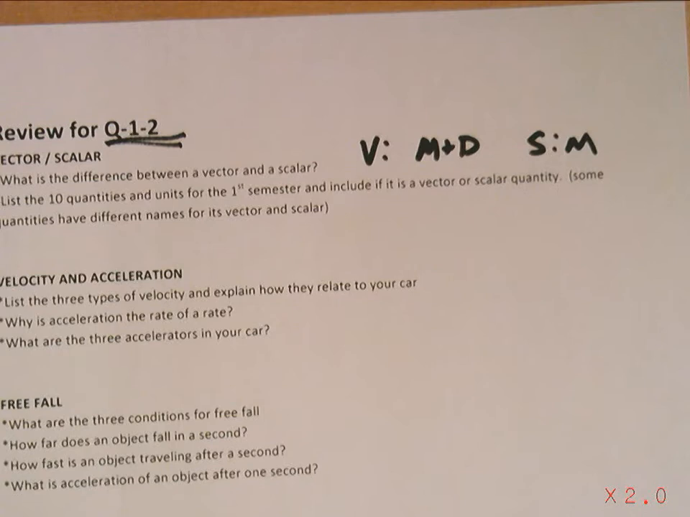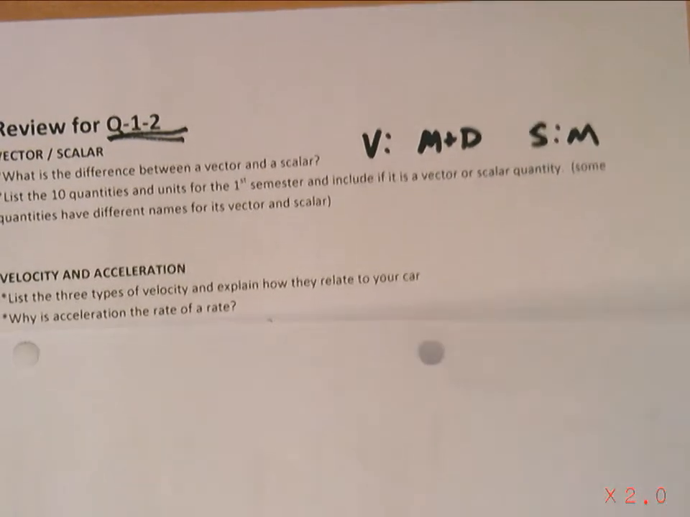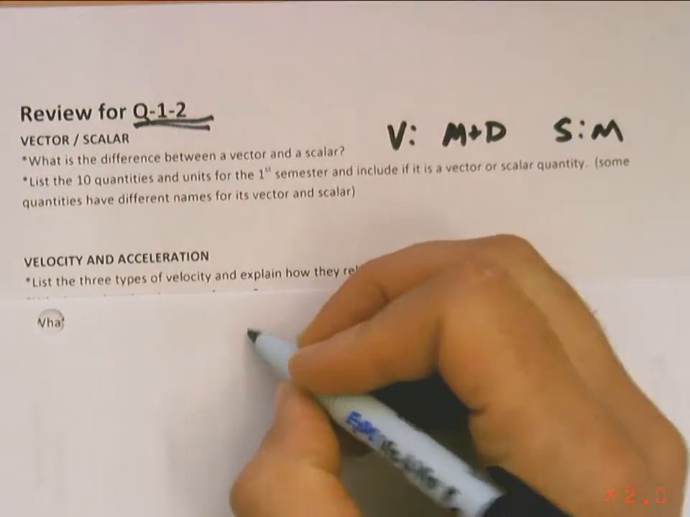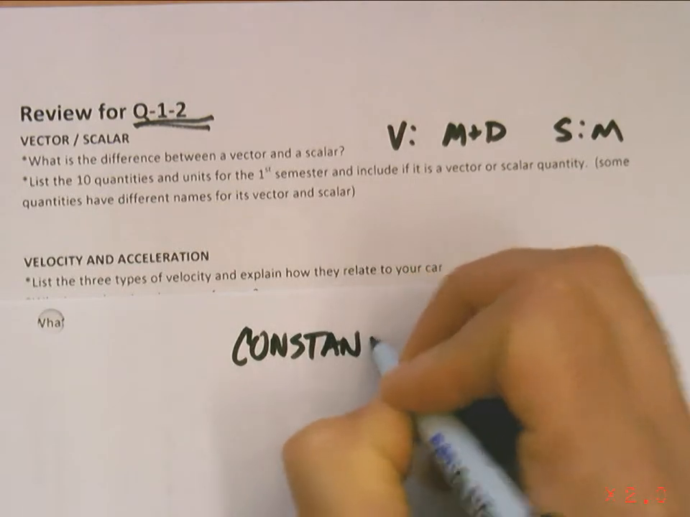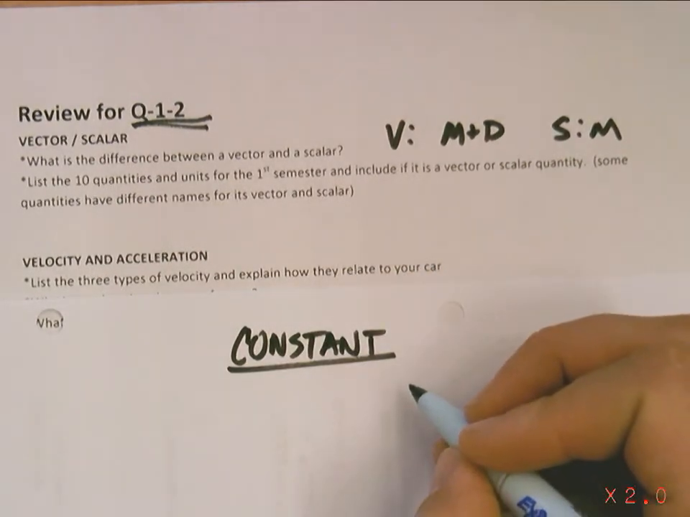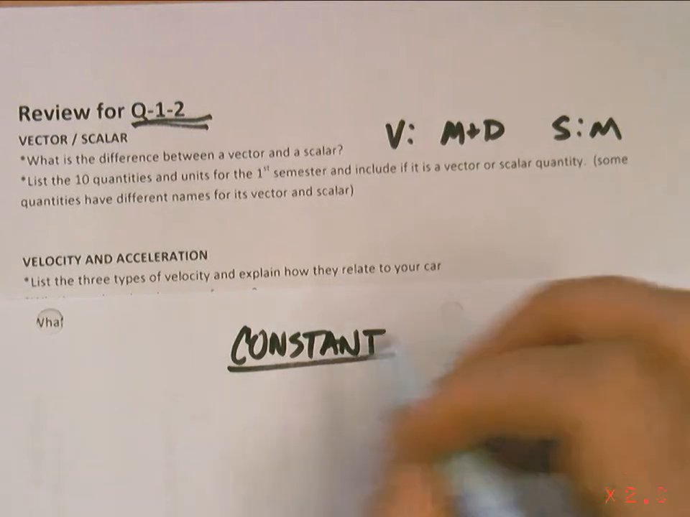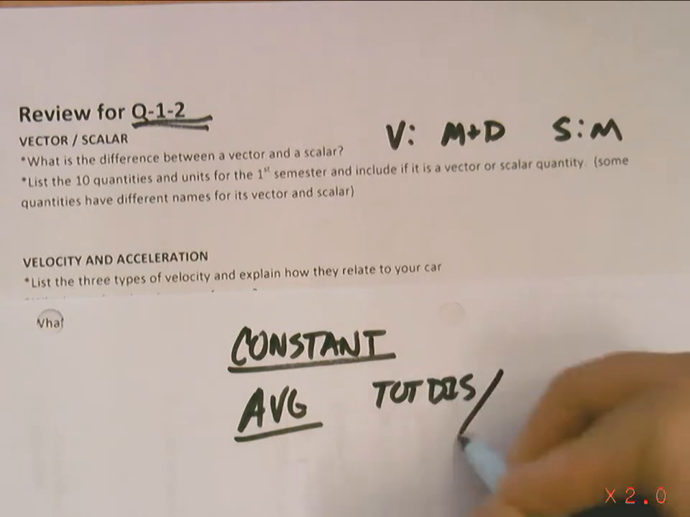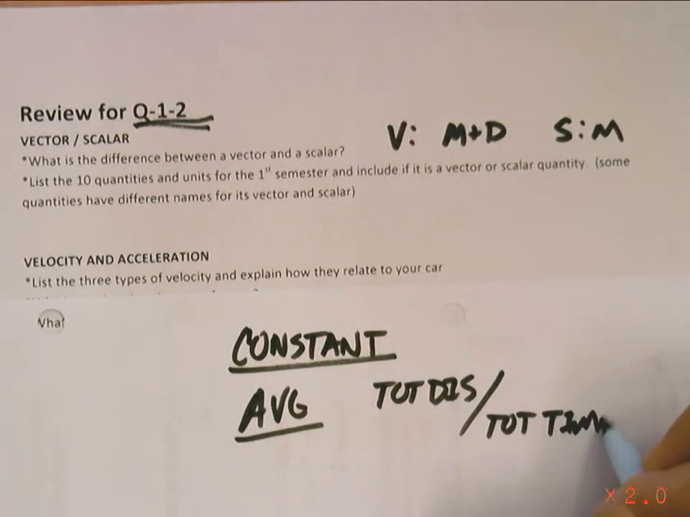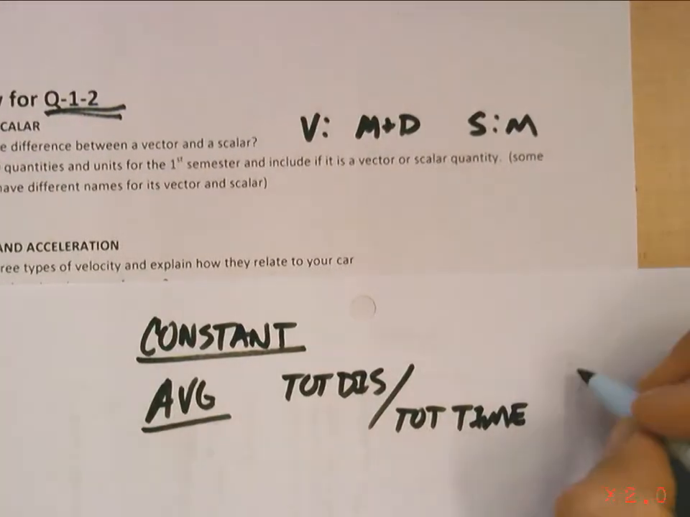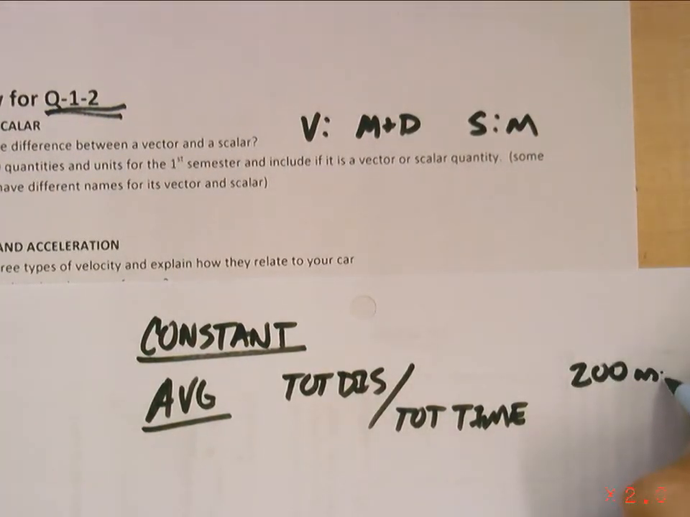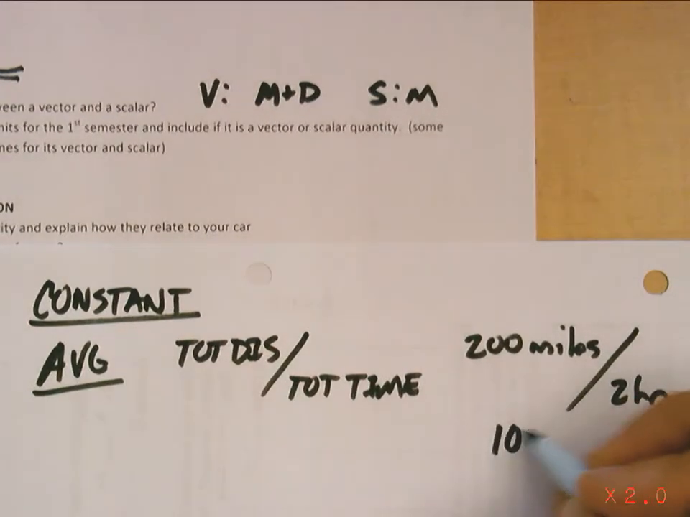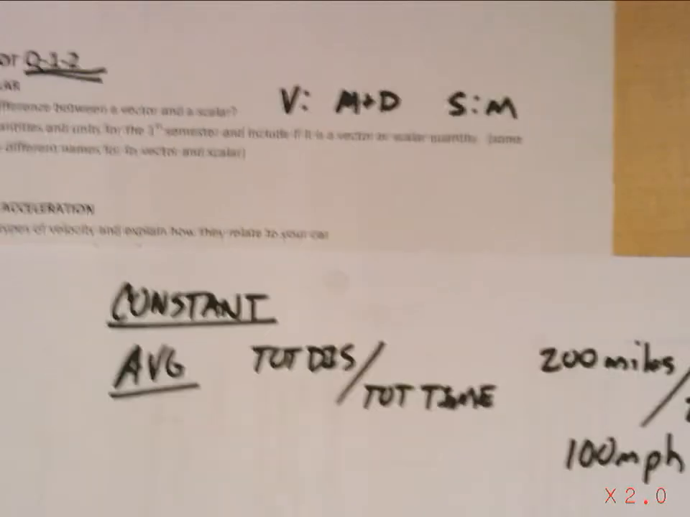So here we go. Velocity and acceleration. List the three types of velocity and explain how they relate to your car. So the three types are constant. Remember that constant is if you're in your car and you're going on a straight road and you have your cruise control set. We have average. Average is nothing more than the total distance over the total time. So, for example, if we traveled 200 miles in 2 hours, our average speed would be 100 miles per hour. So very simplistic stuff again.